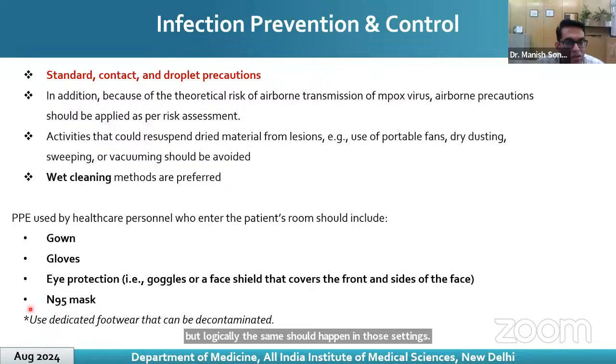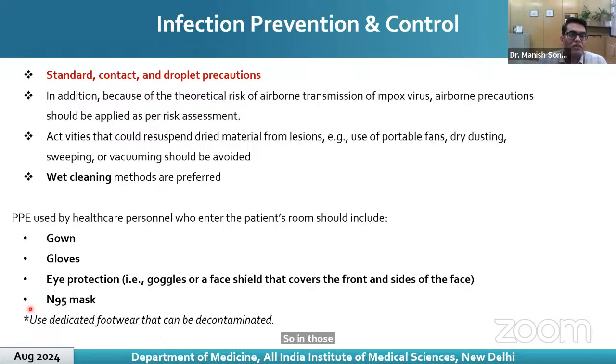Standard, contact, and droplet precautions. There is a theoretical risk of airborne transmission of Mpox virus, but that is very, very low. So airborne precautions should be applied only in very limited settings, like let's say the patient develops a pneumonia, which may be a viral pneumonia or a secondary bacterial pneumonia, and you need to do a bronchoscopy, or induce a cough or sputum. In those settings, airborne precautions are required, but largely it is standard, contact and droplet precautions.